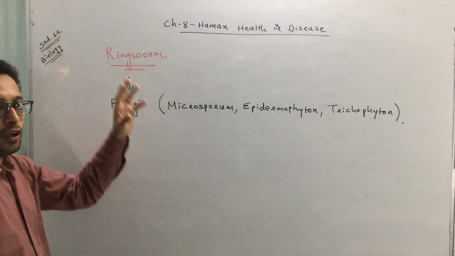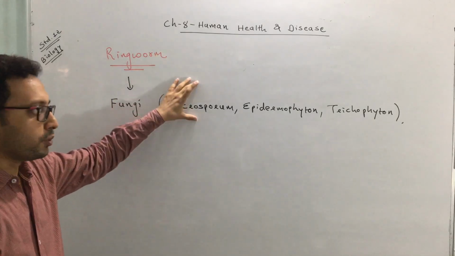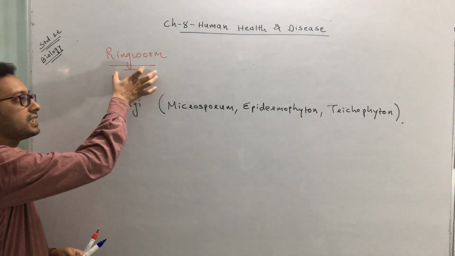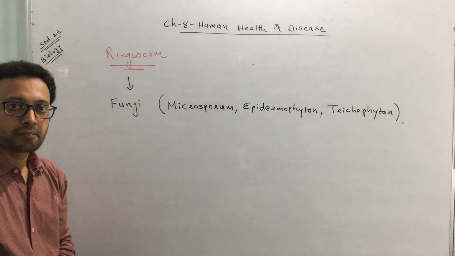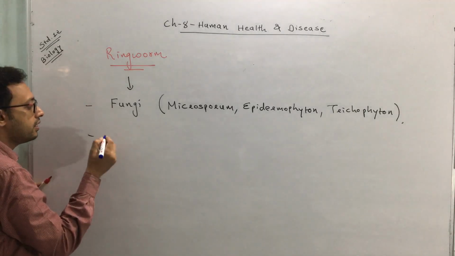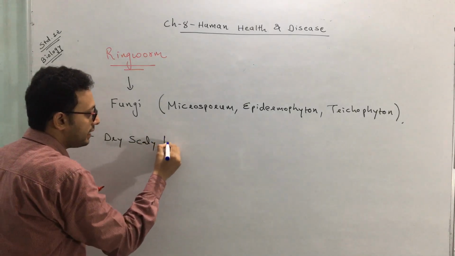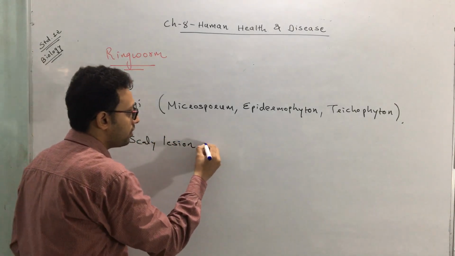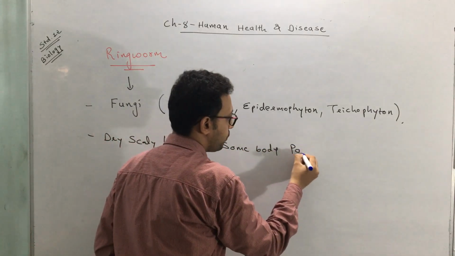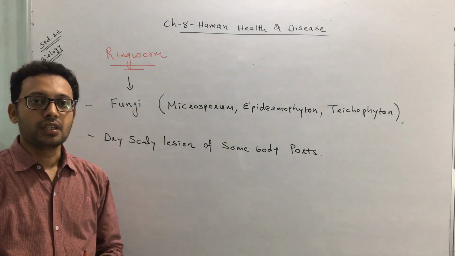Clear? So remember, ringworm is an infectious disease that is caused by fungi. Fungi of which group? Microsporum, epidermophyton, and trichophyton. They are responsible for causing the disease called ringworm. Now, what are the symptoms that appear? The symptoms are the appearance of dry, scaly lesions on some body parts. It leads to the formation of dry, scaly lesions on some body parts.